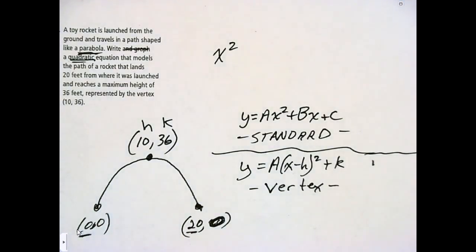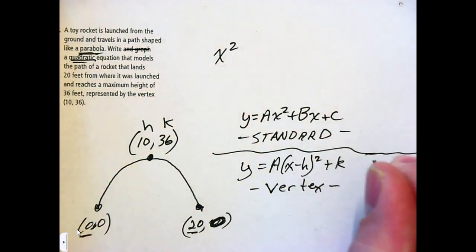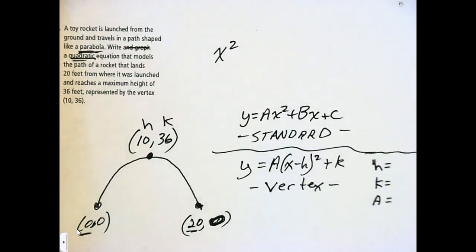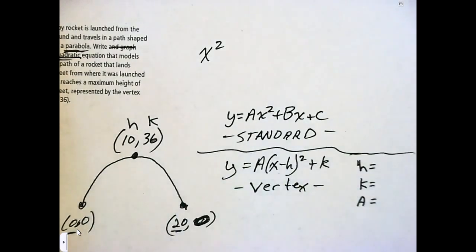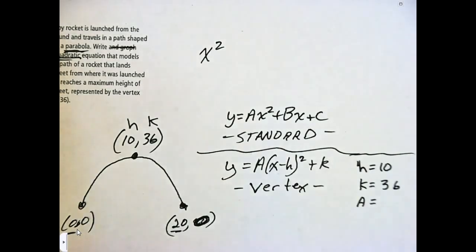Okay, volunteer. What are the three things I need? Yeah. I need to know h, I need to know k, and I need to know a. Well, h and k are easy in this problem. What is h and k? 10 and 36. Good. It's 10 for h and 36 for k. I need to find a. Now, there's no easy way to find a.